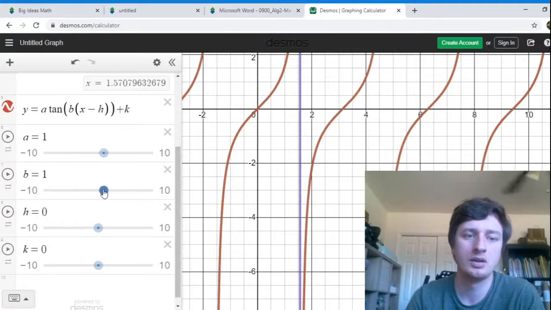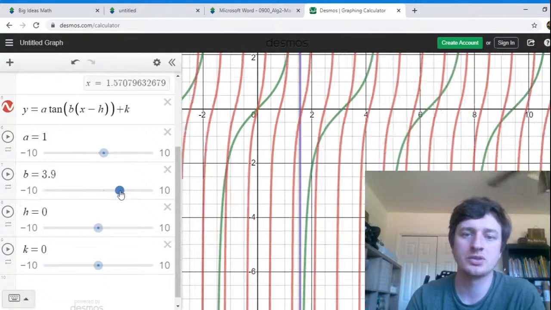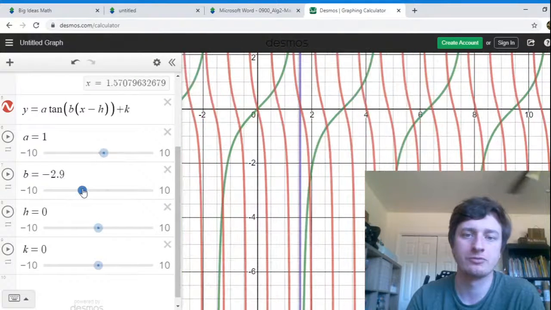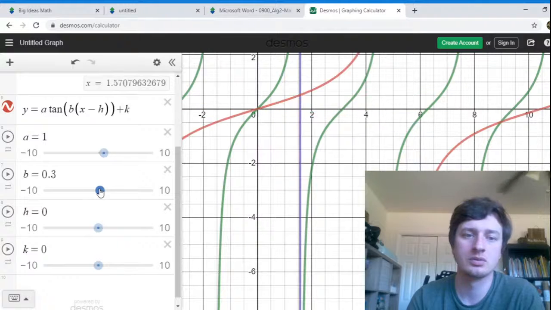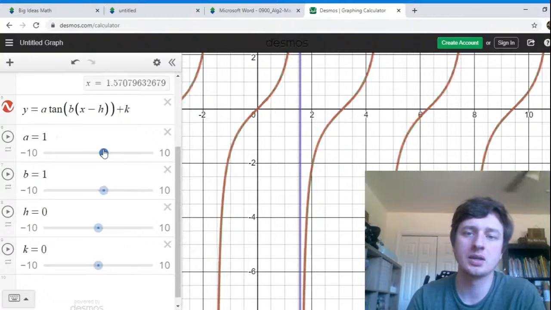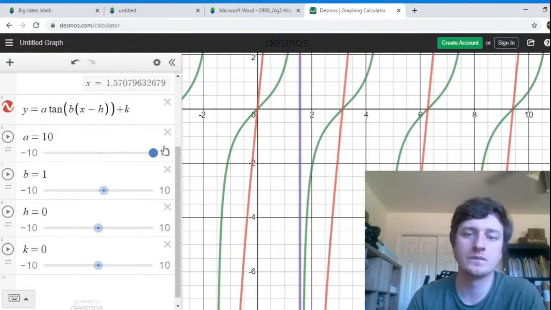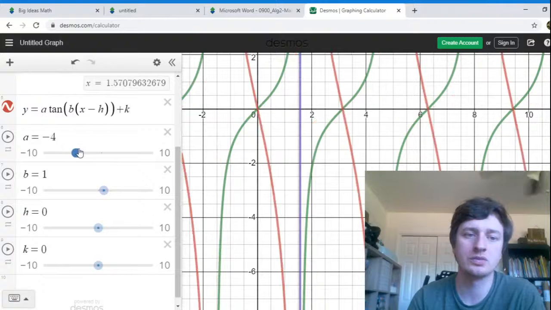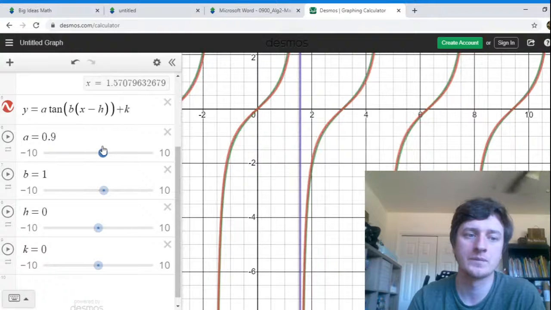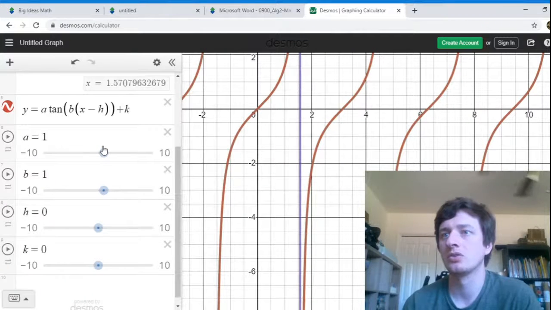If I want to bend it, we multiply by b here. This increases the period. It squishes them together, or flips them when it's negative. Notice when it's a fraction, it stretches them out. Also changes the period. This is how I set up the equation. And then A here changes the amplitude. It just multiplies and divides the number, so it stretches it. Okay? So we can still do the same transformations to tangent.